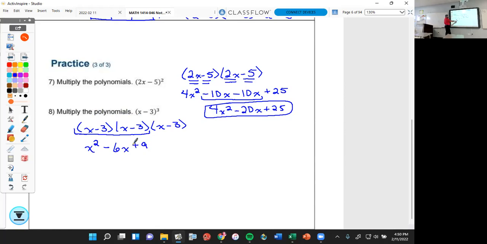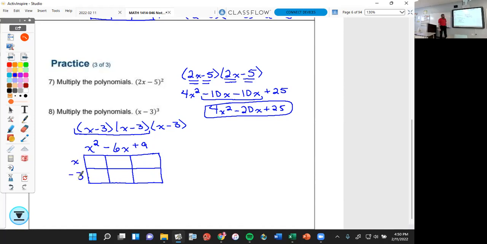I now have a trinomial. And I'm going to have to multiply the result I got from x minus 3 times x minus 3. I'm going to take that result and multiply it by another x minus 3. So what I'm going to do here is go ahead and build a box under this trinomial. And since it's a binomial times a trinomial, it's going to be a 2 by 3 box. So I've already got x squared above this column, negative 6x here, and 9 here. All I need to do is take my x and minus 3 and put them on the side. And I'll now multiply and fill in this multiplication table.